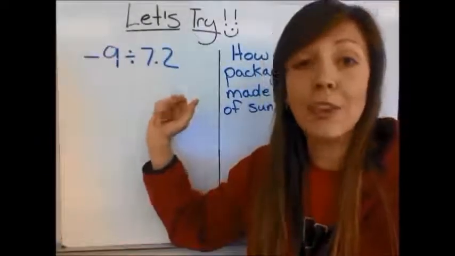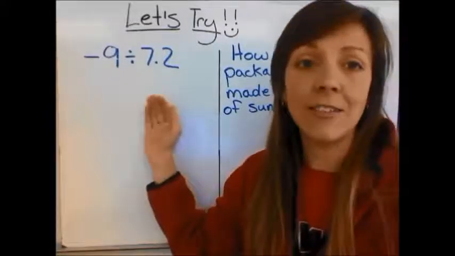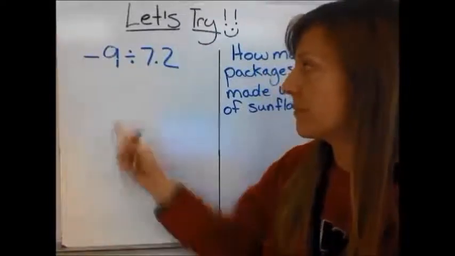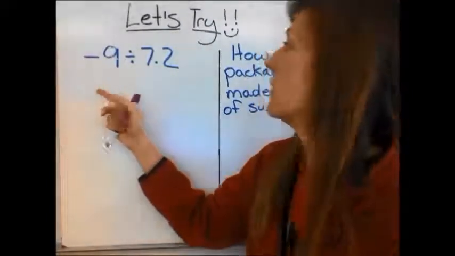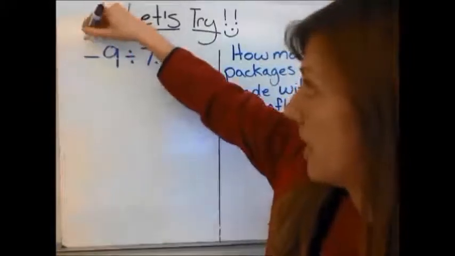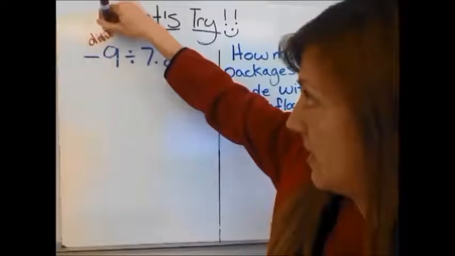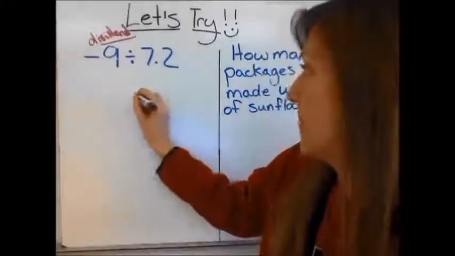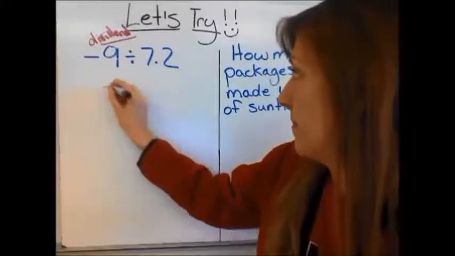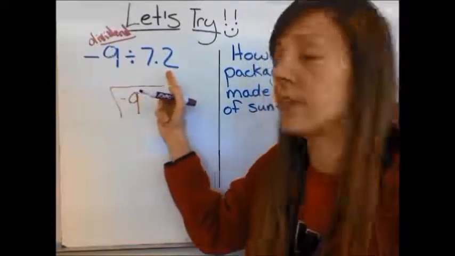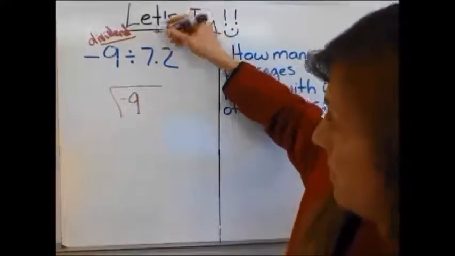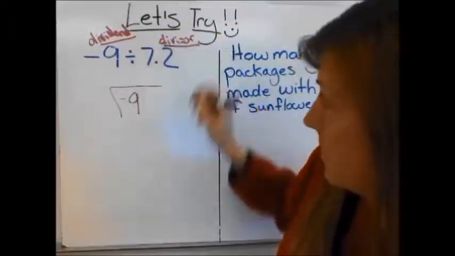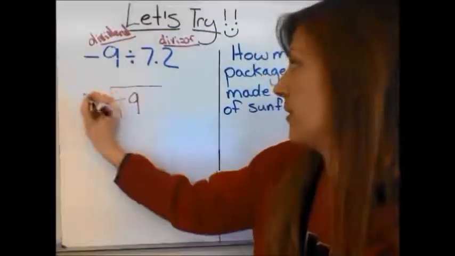Let's take a look at how to divide decimal numbers. We have -9 divided by 7 2/10. How are we going to handle that? Well, -9 is my dividend. It's going to go in the house. And 7 2/10 is my divisor. And it will go on the outside of the house.